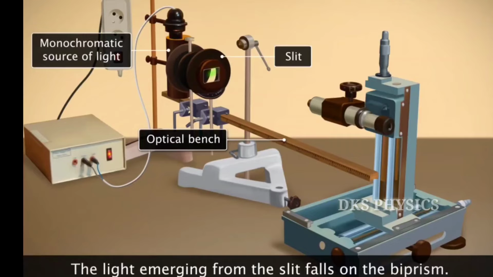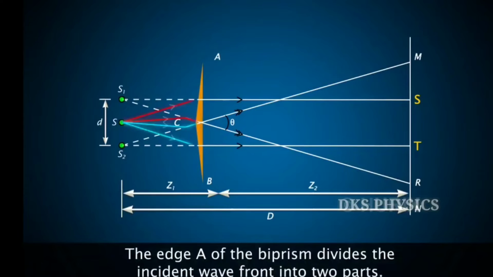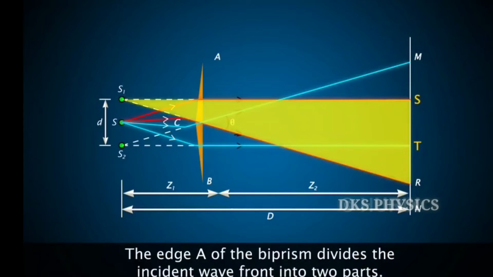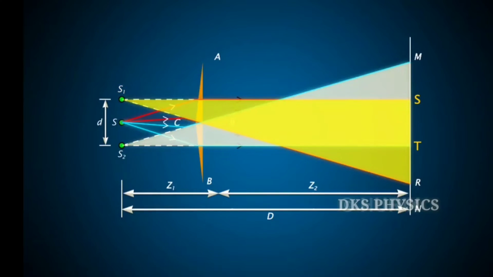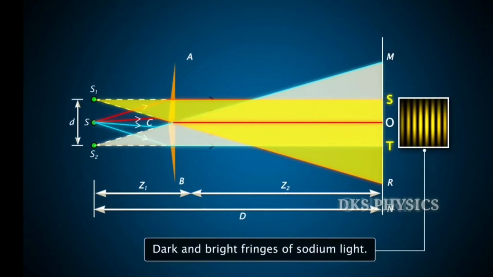The light emerging from the slit falls on the biprism. The edge A of the biprism divides the incident wave front into two parts. One is refracted through the upper half AB of biprism and appears to come from virtual source S1. The other is refracted from lower half AC of biprism and appears to come from virtual S2. The interference fringes are seen in the overlapping region ST and can be seen by eyepiece. We get a central maximum at O and then alternately dark, bright fringes on both the sides.